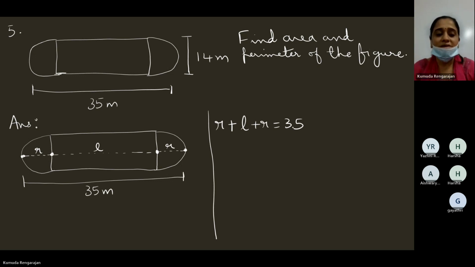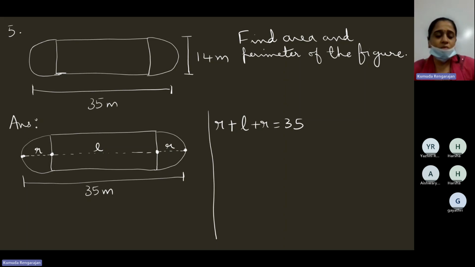35 is not the length of the rectangle. It's beyond that. It's the length from end to end, the total, not area. So now this 35 meters is made up of what? Radius of the semicircle, length of the rectangle, and radius of the semicircle.